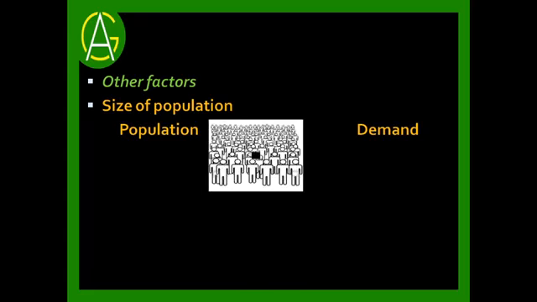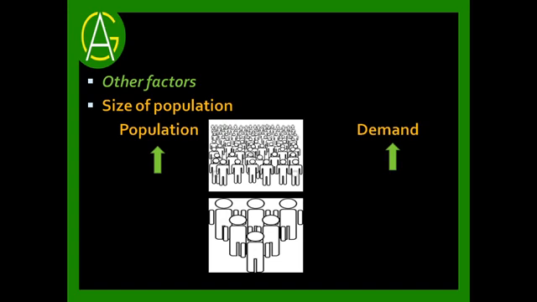Other factors which affect the demand is the size of population. When the size of population is large or it is increasing, it means that the demand for the product will increase. But when there is a small size of population, it means that the number of consumers is less. When the consumers are less, it means that the demand will decrease. So there is a positive relation between size of population and demand.